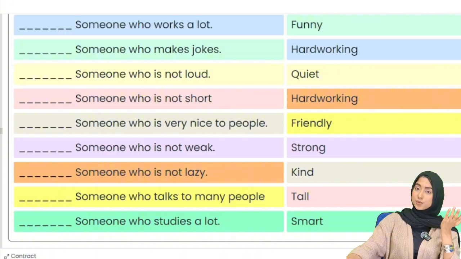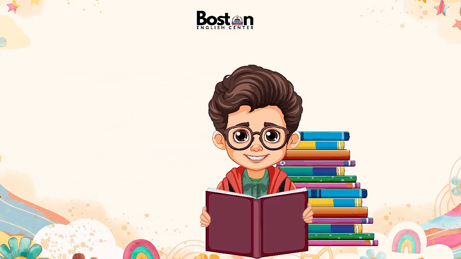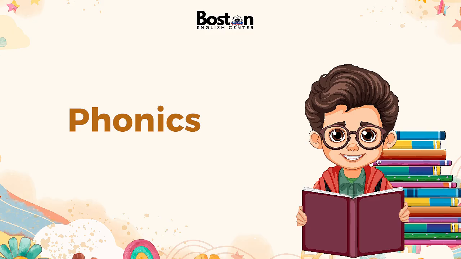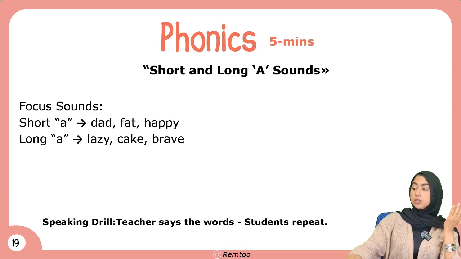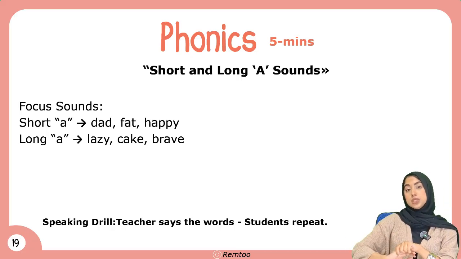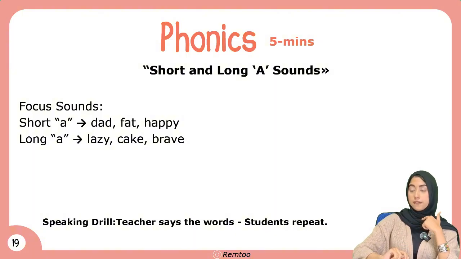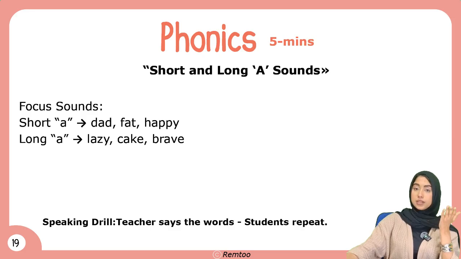So let's see you in the phonics part. Okay. So in the phonics, we have the sound A. Actually, this letter or this sound has two sounds. The short one and the long one. The short one sounds like dad, dad, fat, happy, right? And the long ones like a, lazy, cake, brave, a. Yes, good job.